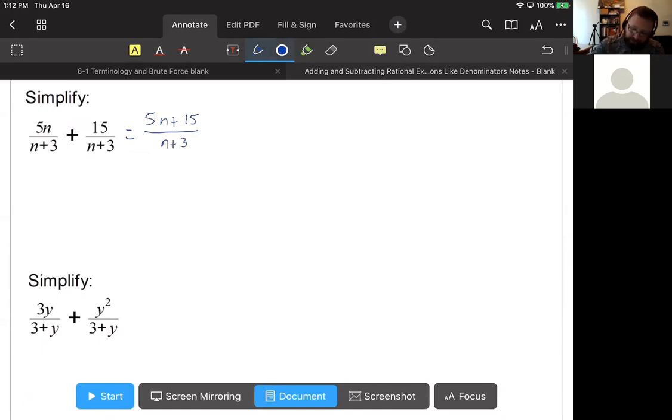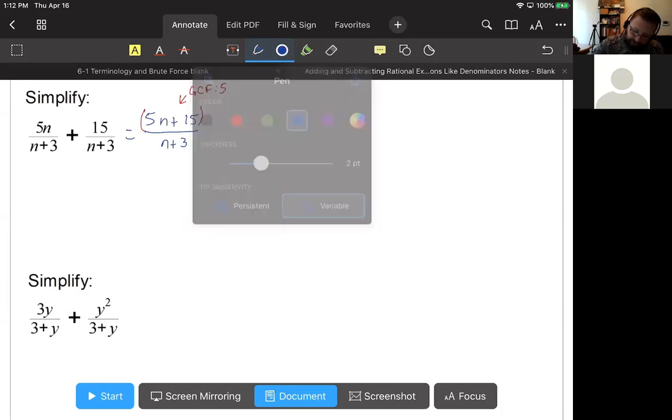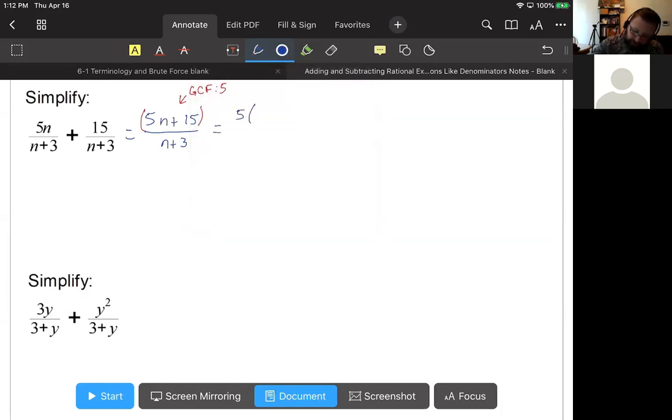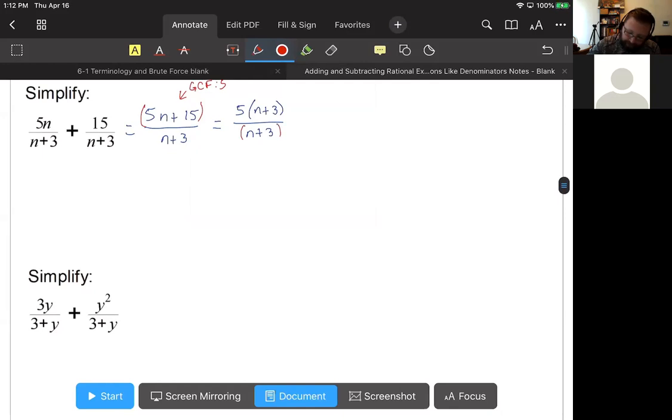Now I need to be a little bit careful here because we can actually factor 5n plus 15, because those two terms have a GCF of 5. So we need to factor that 5 out of there, which would leave n plus 3. And we need to be able to recognize that, because since we have that n plus 3 on both the bottom and the top now, those would cancel. And we would be left with 5 over 1, or just 5.